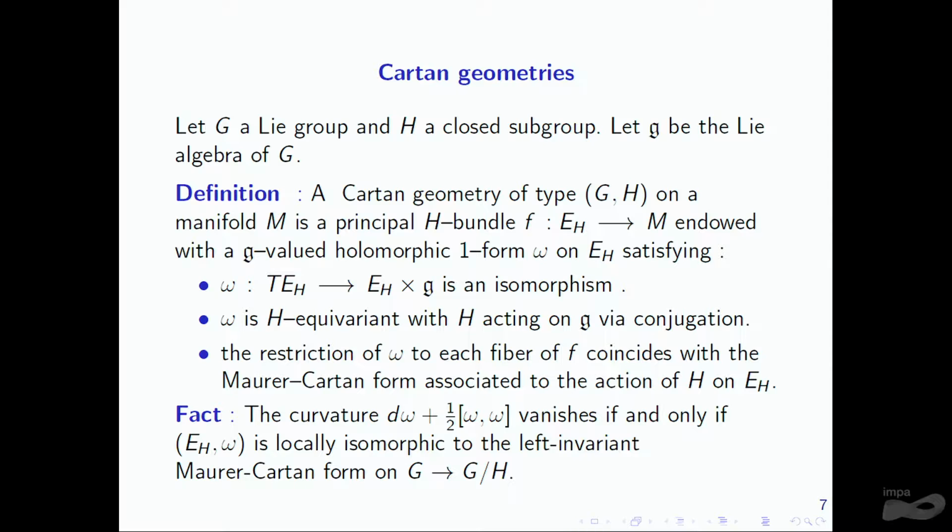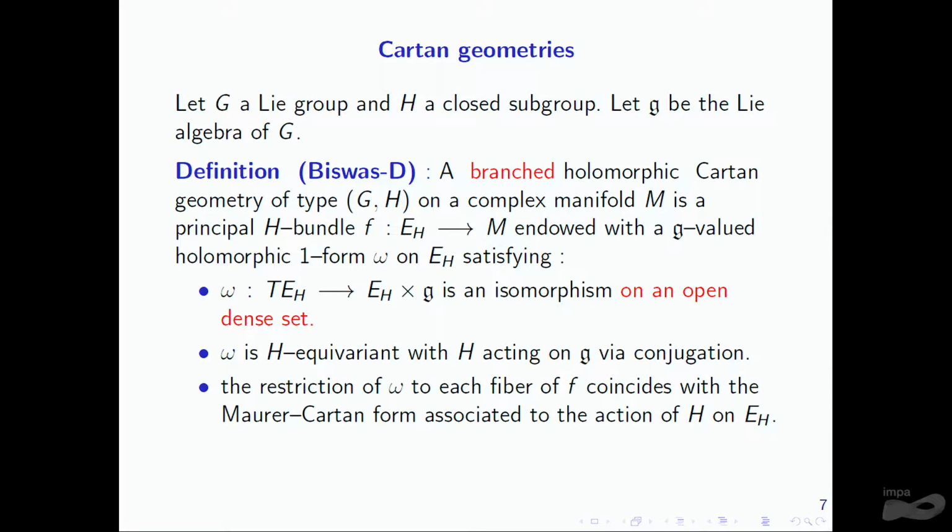So we will also work with a more flexible definition, that of branched Cartan geometry, where in this holomorphic setting we ask for omega to be an isomorphism on an open dense set. In fact, automatically, this open dense set will be H-invariant, and it will be the pullback of the complement of a divisor in the base. Omega fails to be an isomorphism on the divisor, where some determinant vanishes.